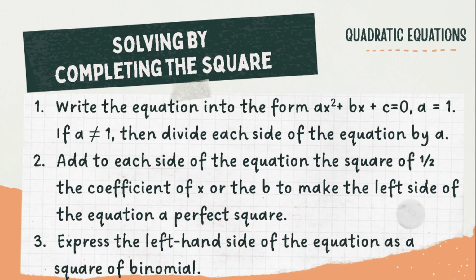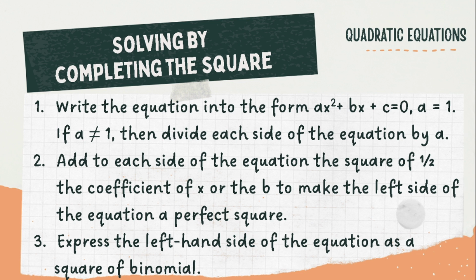Number 1. Write the equation in the form ax squared plus bx plus c is equal to 0, where a is equal to 1. If a is not equal to 1, then divide each side of the equation by a. Number 2. Add to each side of the equation the square of 1 half of the coefficient of x, or the b, to make the left side of the equation a perfect square.